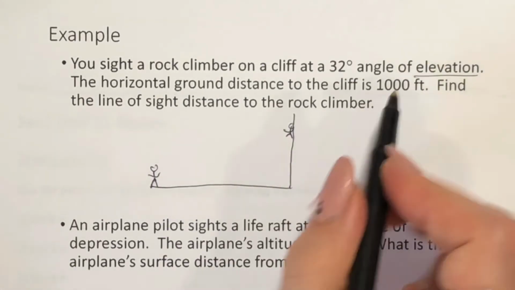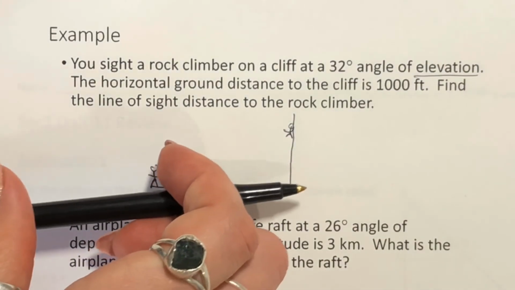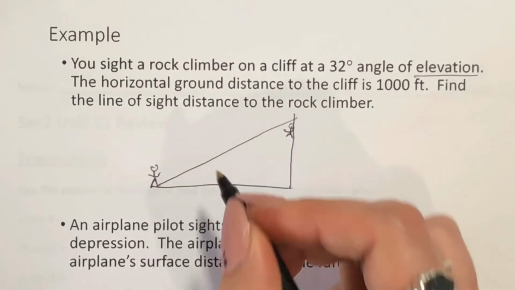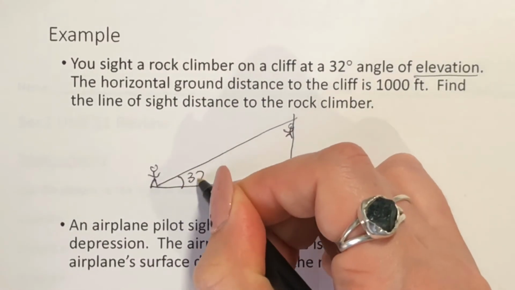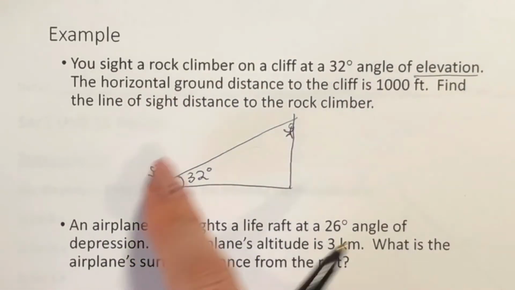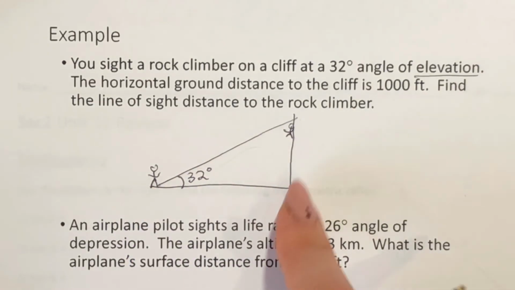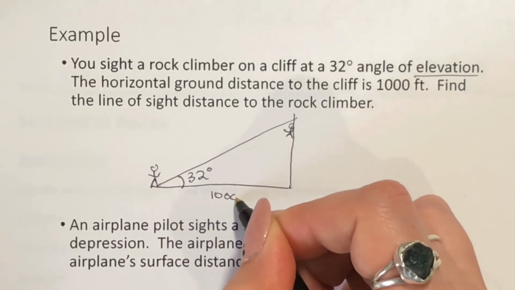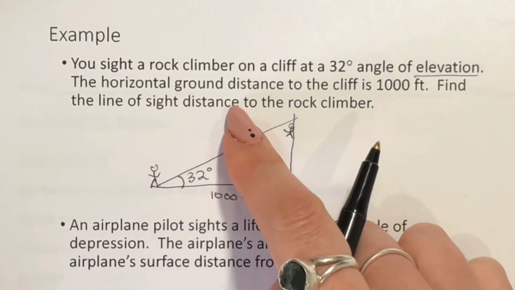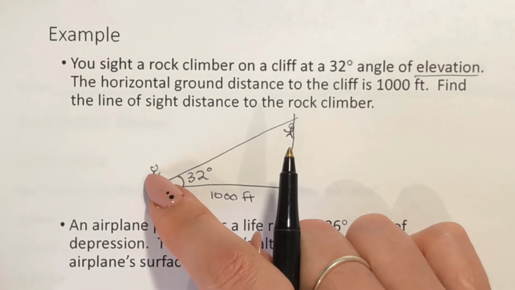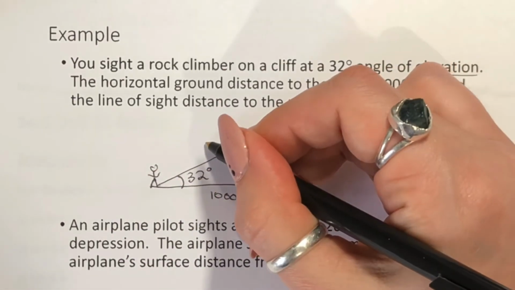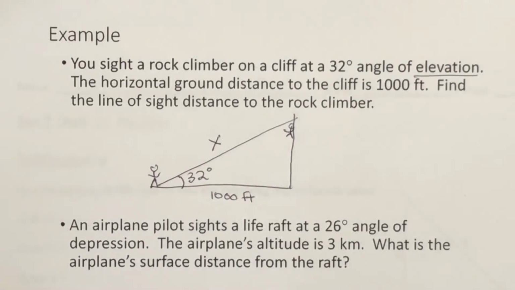And your angle of elevation, remember that's coming from the horizontal line upwards to the rock climber, is 32 degrees. They also told us that the ground distance to the cliff is 1,000 feet. So from you to the side of the cliff is 1,000 feet. They want to know, find the line of sight distance to the rock climber. So your line of sight, that's from your eyes to the rock climber. So that's going to be our diagonal here, our hypotenuse. So that's what we're looking for, x.